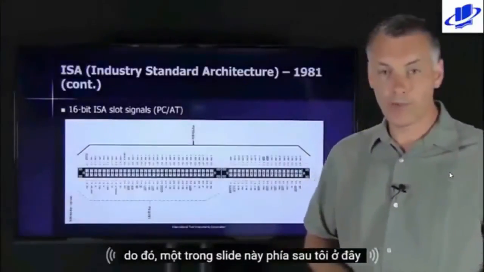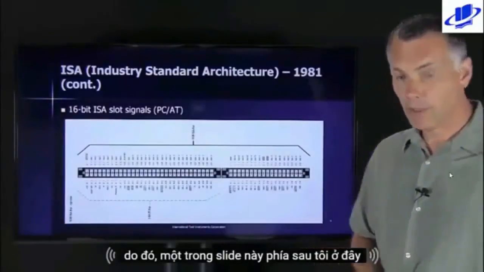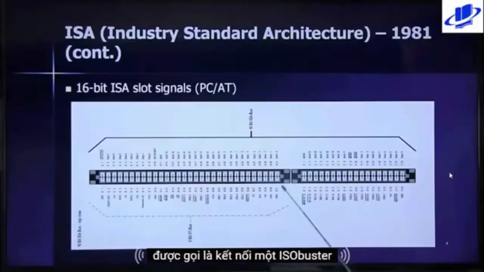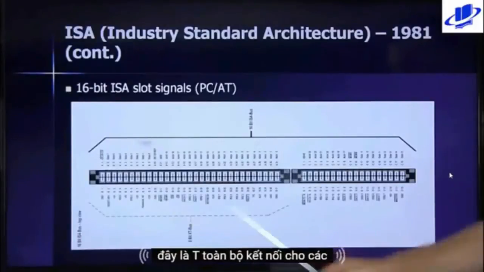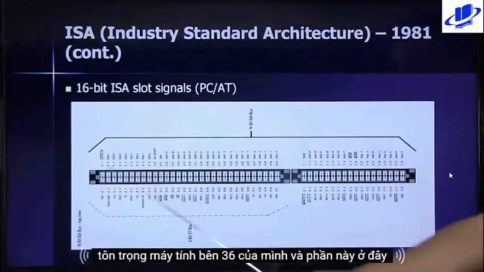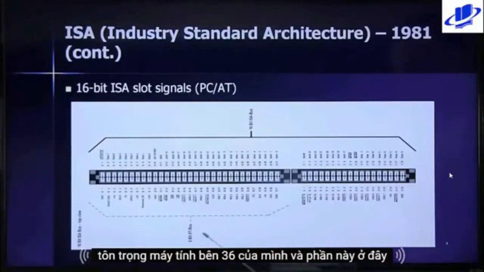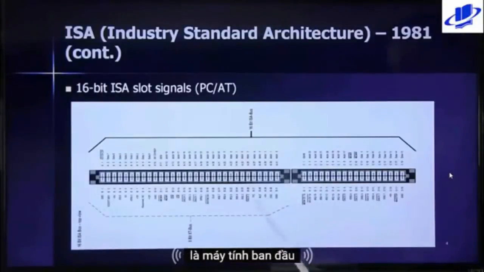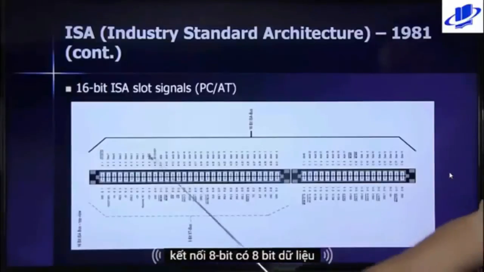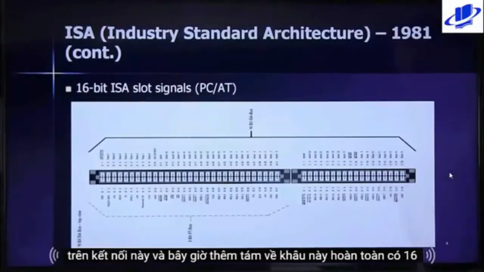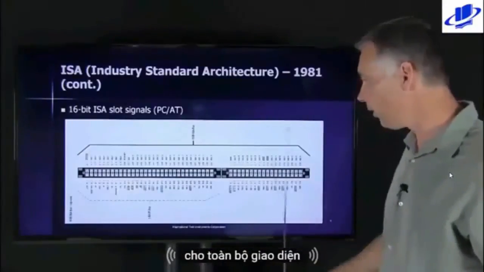So in this slide behind me here, you see the pinout of the ISA bus connector. This is the whole connector that is spec'd as part of the 286 computer, and this part here is the original PC connector, the 8-bit. You have 8 data bits on this connector, and you have another 8 on this. So in total, you have 16 for the whole interface.